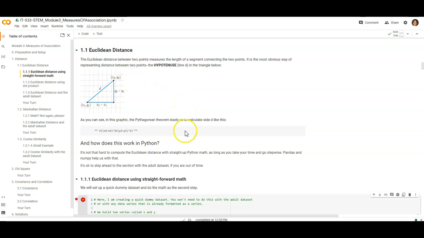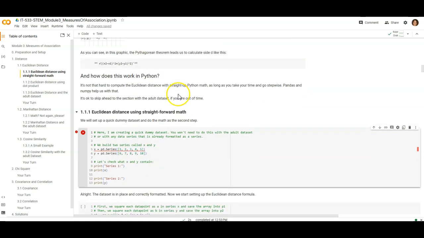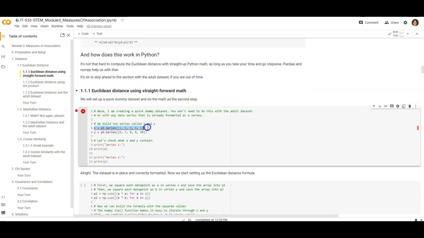So how does this work in Python? Let's first program the actual straightforward math. For that, we're going to set up 2 series. That's 2 vectors, x and y. My x vector is 1, 2, 3, 4, 5. My y vector is 6, 7, 8, 9, and 10.